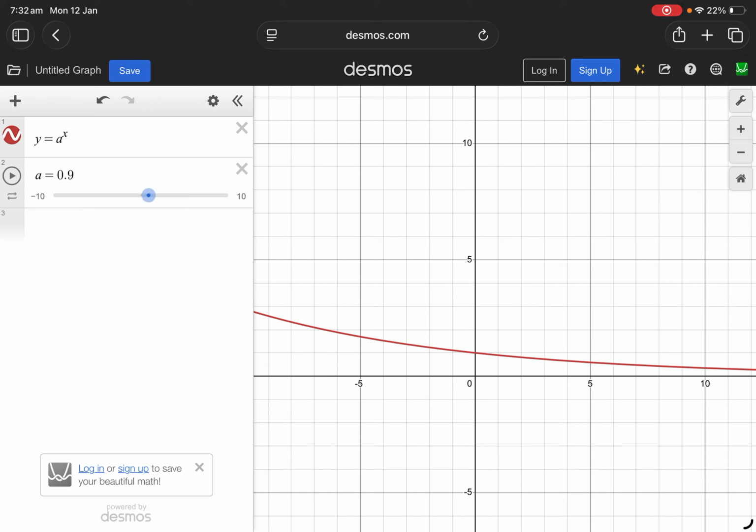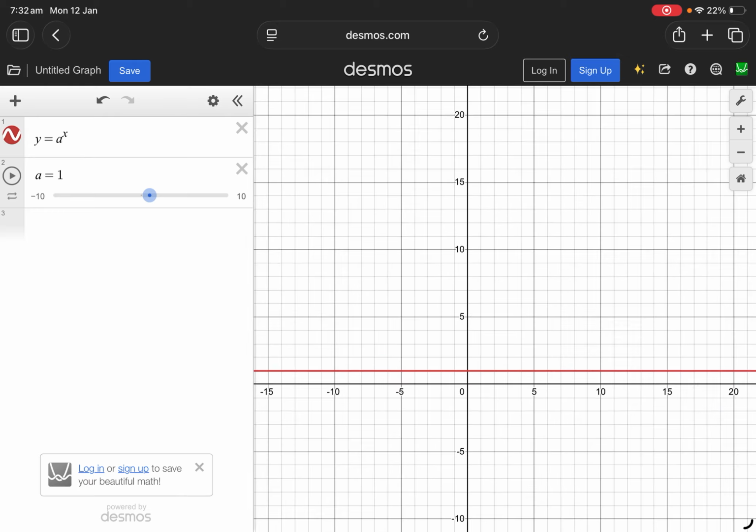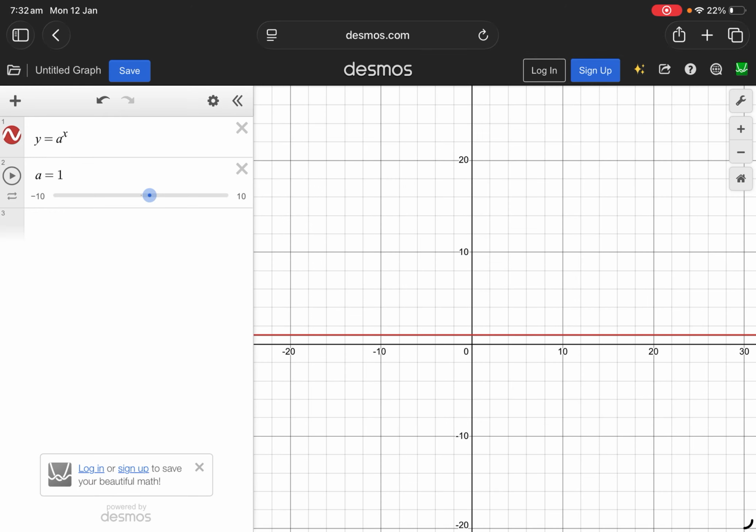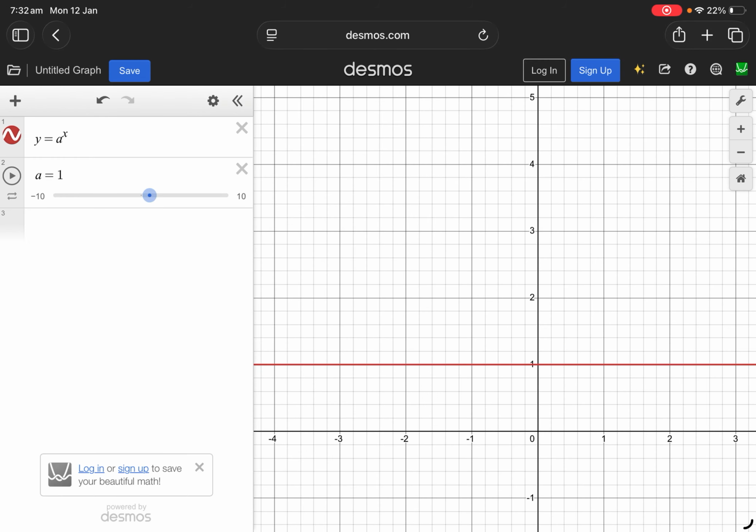Because we said we look at these graphs when a is greater than 1. The reason why it's greater than 1 is because something weird happens when we get to a equaling 1. We actually see a straight line. This is just a horizontal line passing through 1 on the y-axis. So this is essentially the graph of y equals 1.